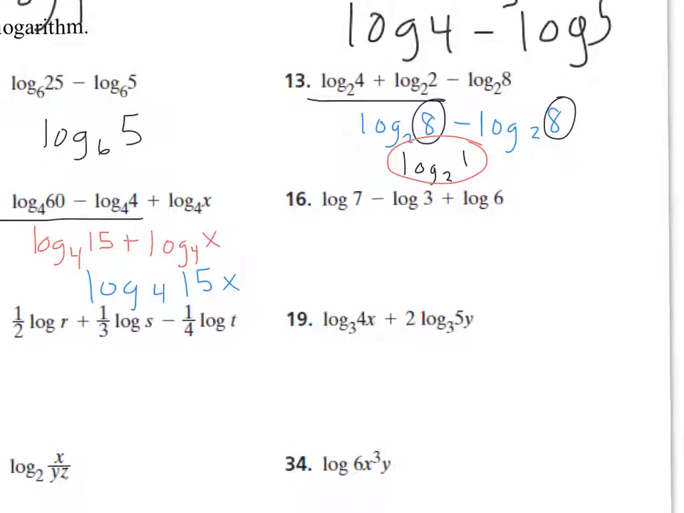And then number 16, go from left to right. You are subtracting those, so you're going to divide that. So it's going to be log of 7/3. And then you're going to multiply this by 6. So you're taking this quantity and multiplying it by 6. So this turns into 6 times 7 is 42, divided by 3 is 14. So this turns into log of 14.